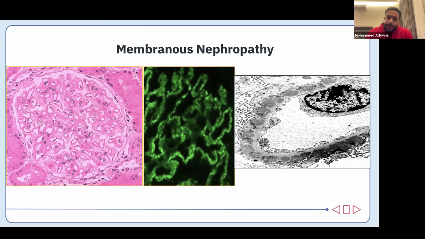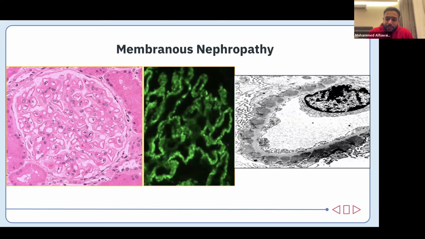Okay? Now, what's important for you is how to identify this on these three images. Number one is on light microscopy. What do you see? Very simple. Thick basal membrane, good. On electron microscopy, what do you see? Very characteristic. Spikes and dome appearance.